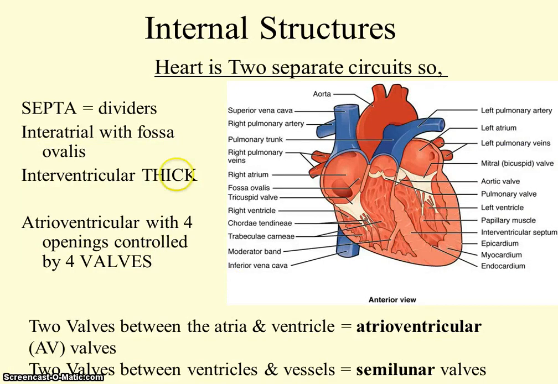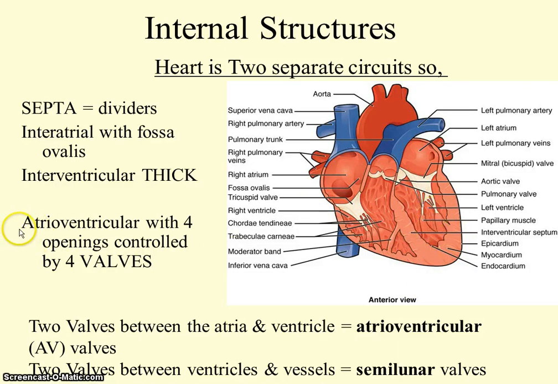The internal structures are again, the two sides are completely separate. So you have two circuits, pulmonary on the right, systemic on the left. And again, separated by this very thick interventricular septum. In the atrial septum, which you often can't see because of the major vessels that we try to represent on these cartoons, the interatrial has a little divot called the fossa ovalis, and we're going to talk about that later on in development, and that's where you had an opening between the two atria before you were born. Interventricular is very thick to withstand the pressure. Again, you do not want blood from the right side mixing with the blood on the left side directly.